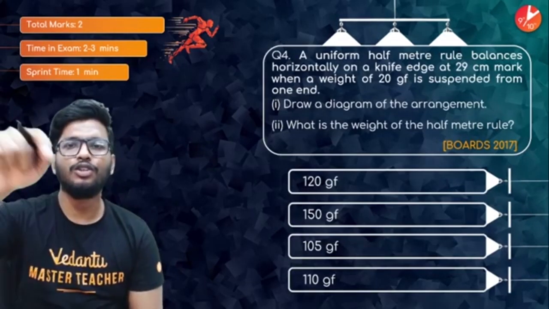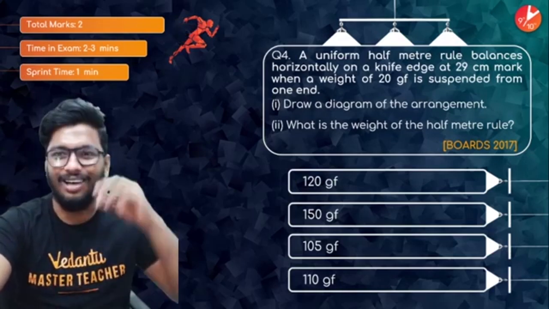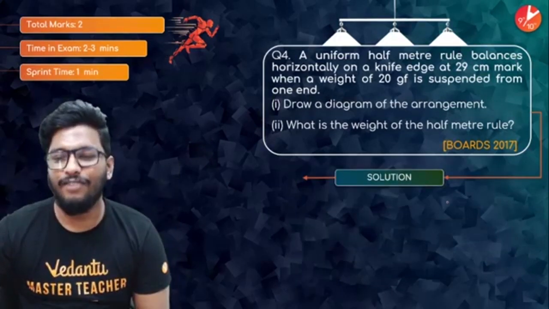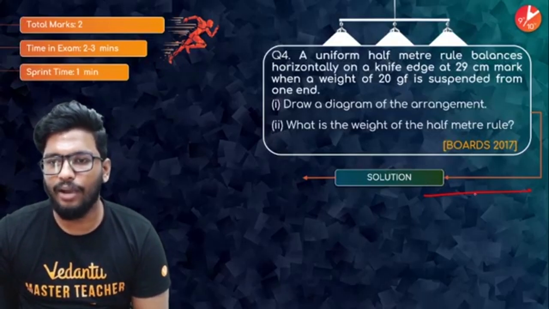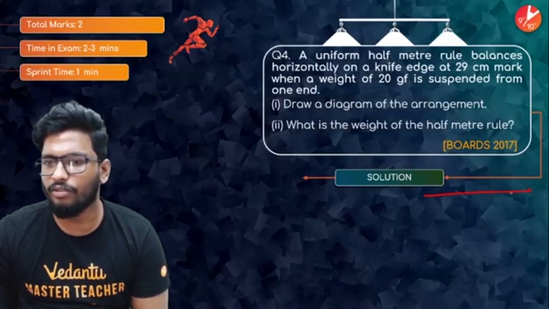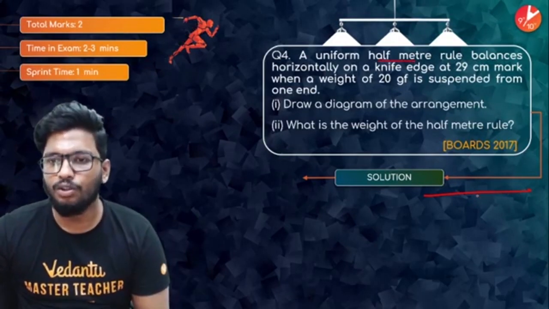Pause the video, solve it with me. All right, I got all excited, but yeah, we will solve the question together. Let me just do it. First of all, I'll draw the meter scale. So if this is the meter scale, basically the weight would be exactly in the middle. So it's a half-meter rule. Half meter means 50 centimeter, so it'll be somewhere over here.